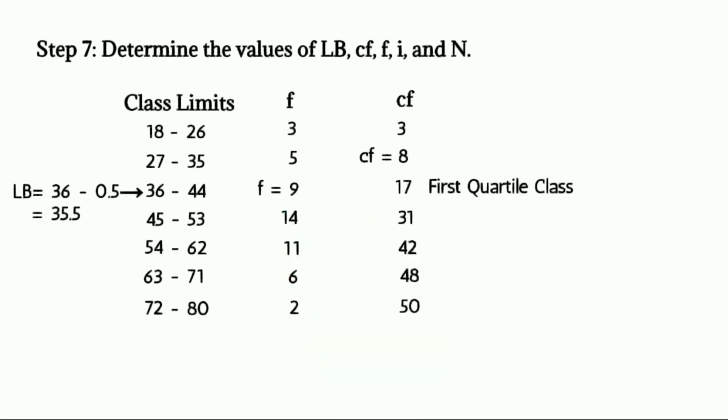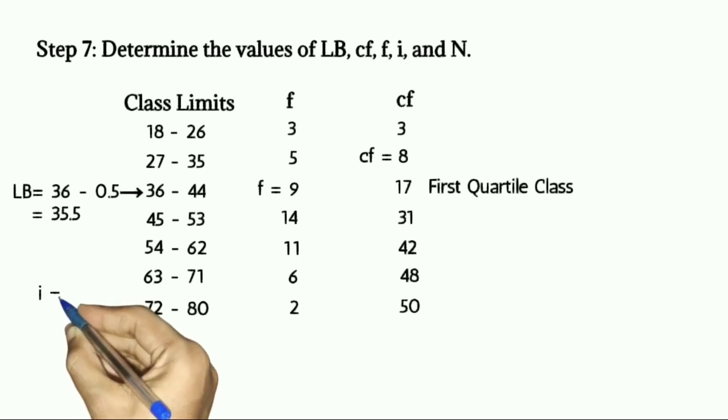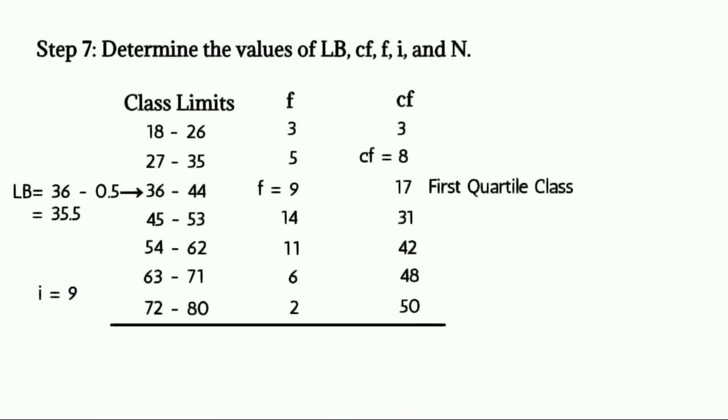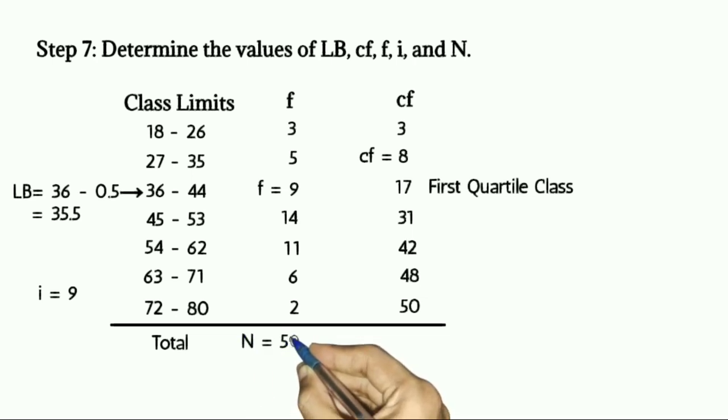Yung I, na-compute na natin kanina, that is the suggested class interval. I is equal to 9. Pwede mo rin siyang makompute by deducting 18 sa 27. 27 minus 18, that is equal to 9. Pwede rin yung 35 minus 26, that is still equal to 9. N is equal to 50.